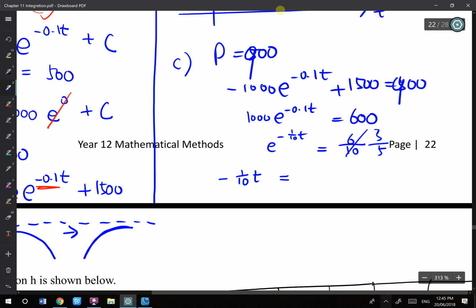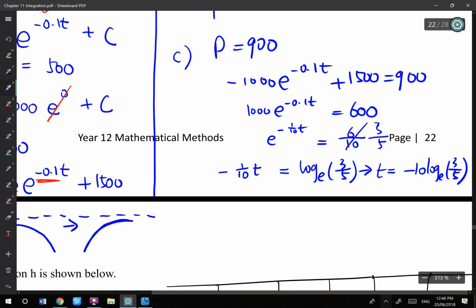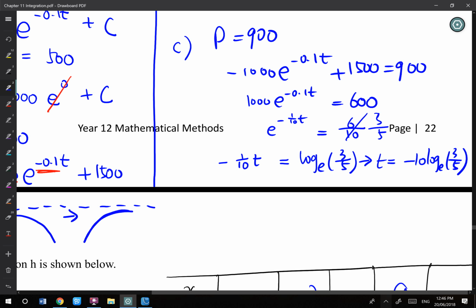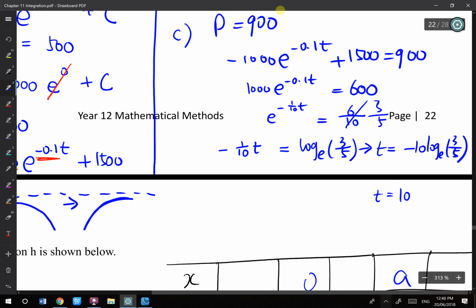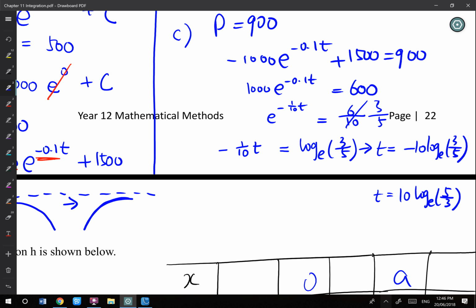Negative 1 on 10 t equals log base e of 3 over 5, and t is negative 10 log e of 3 over 5. Just calculate for logs. You can also put the negative on top, so that's log e of 5 over 3. You can flip it inside. Have a think about that at home. We're just solving for logs.